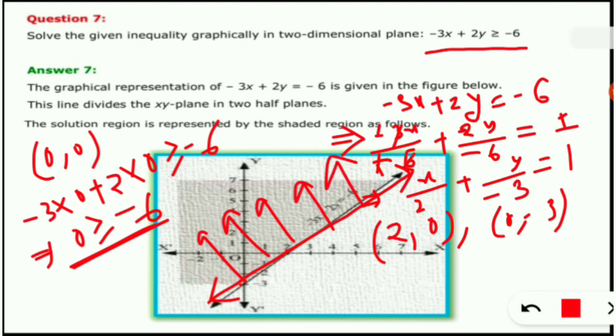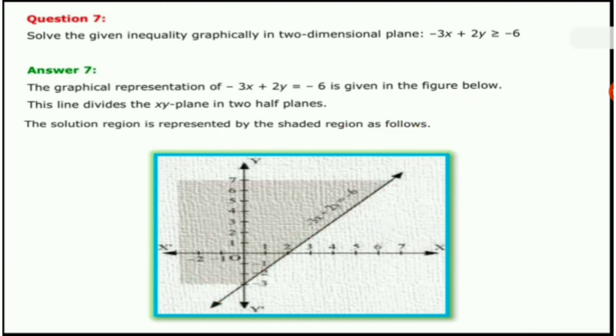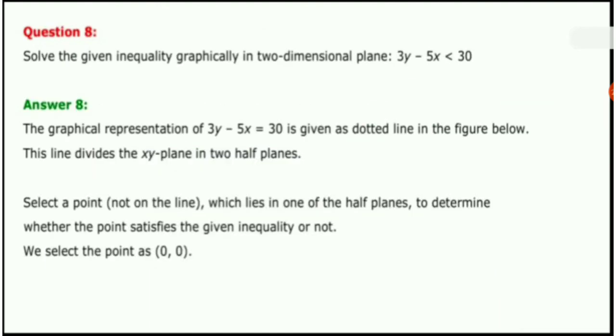Is it clear? Okay, next is question number 8. Now question number 8. Solve the given inequality graphically in a two-dimensional plane, and the given inequality is thrice y minus 5x less than 30. So for graphical representation, at first we write this inequality in equation form.